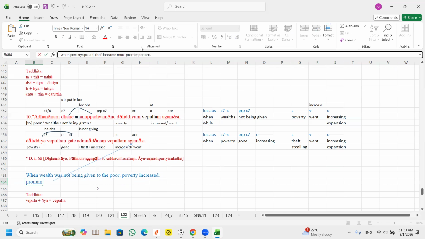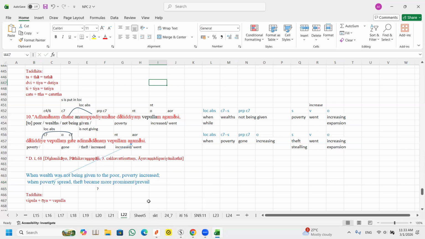It's not prominent. Prevalent. Prevail, also prominent or prevail. So you have to change it. Prevail. Correct. Something like that. Prevail. Prevalent. Okay. So something like that. So you still can change. You don't have to stick strictly to certain translation. So that's why you can change a bit here and there.